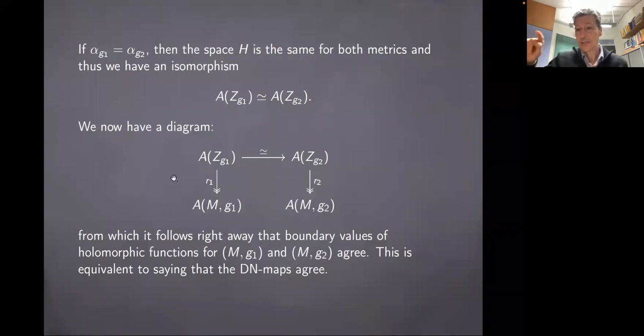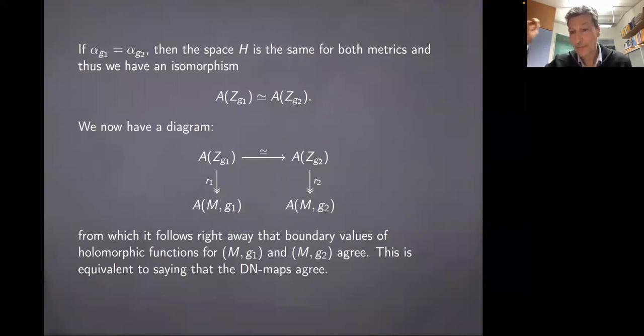And if you just look at what happens at the boundary, you see that everything behaves in the way you want. And then you have a way of saying, well, if I begin with a holomorphic function with respect to G1, I can go up to twistor space, move it forward, go down, and I will get a holomorphic function with respect to the metric G2.